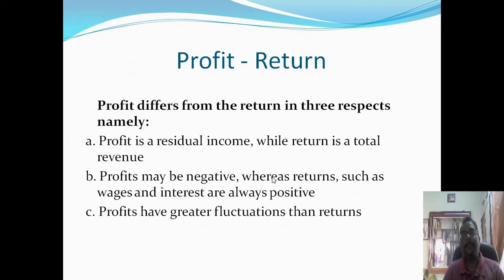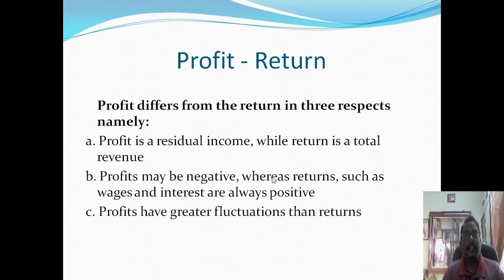So in this PowerPoint, I have discussed what is profit and return. It is differentiated in three respects. The first is that profit is a residual income, while return is a total revenue. Profit may be positive, negative, or even nothing, whereas return is always positive. For return, the best examples are wages and interest.